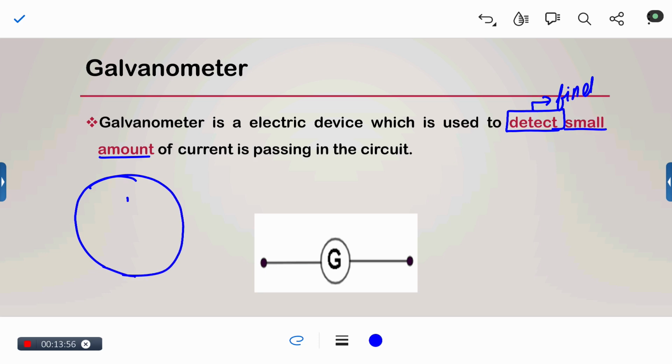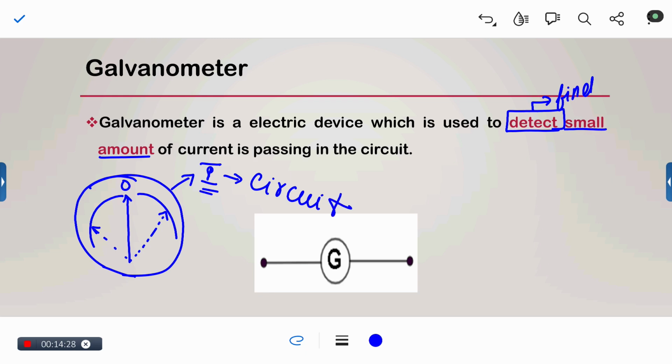In the middle there will be a pointer at 0, and here the values will be given, and in this direction also the values will be given. So even if a small amount of current is passing, the needle will start to deflect. Either it will deflect towards the right side or towards the left side. If it is deflecting like this, then you can say that there is some amount of current passing through the circuit.